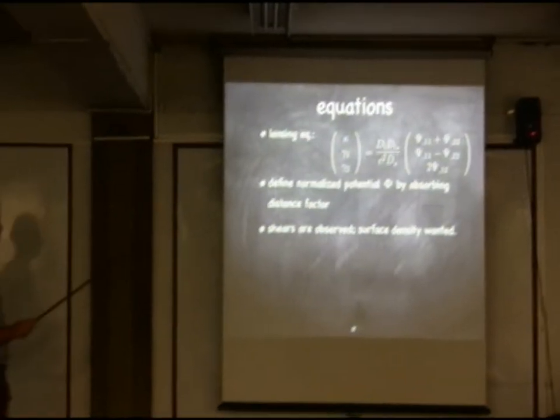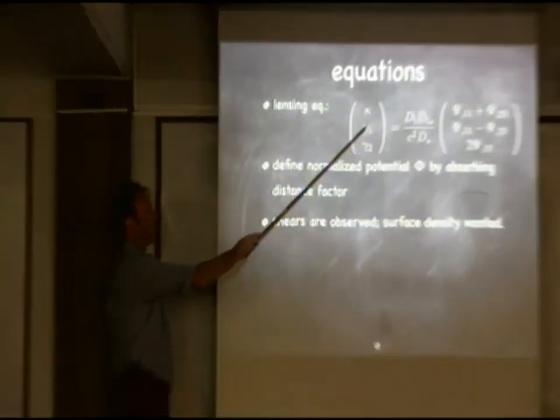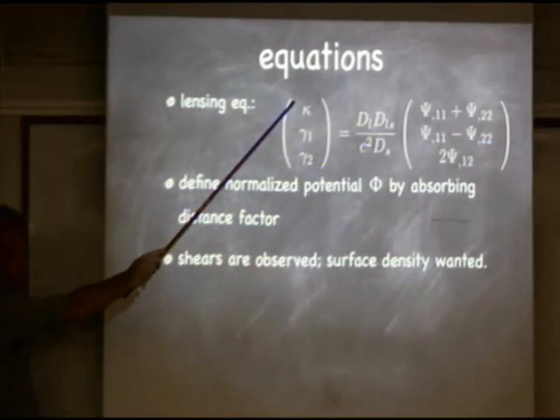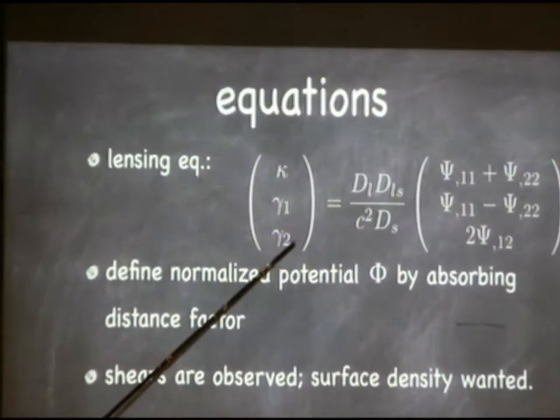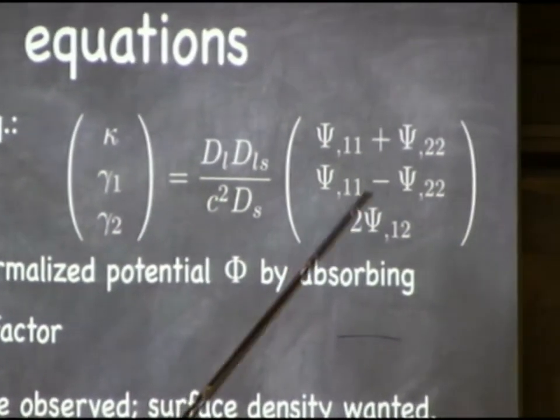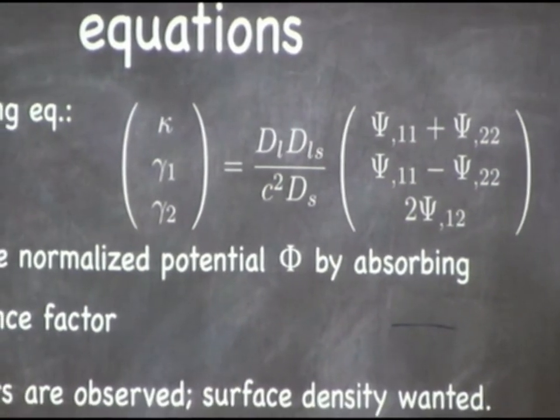And so what we can observe using these ellipticities of galaxies are these gammas. But what we want to know is kappa, because kappa is the surface mass density, which tells us where the material in the lens is. So the question is, can we go from the gammas to kappa? Can we make measurements of these quantities and deduce measurements of these quantities?